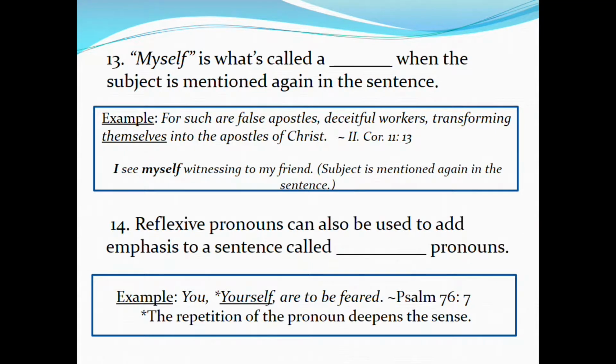I thought this is a wonderful example of it. From Psalm 76:7, "You yourself are to be feared." The repetition of the pronoun deepens the sense. Now, the meaning of the verse doesn't change if you take out the word yourself. But wouldn't it have a different feeling? Because it would lack the added emphasis.